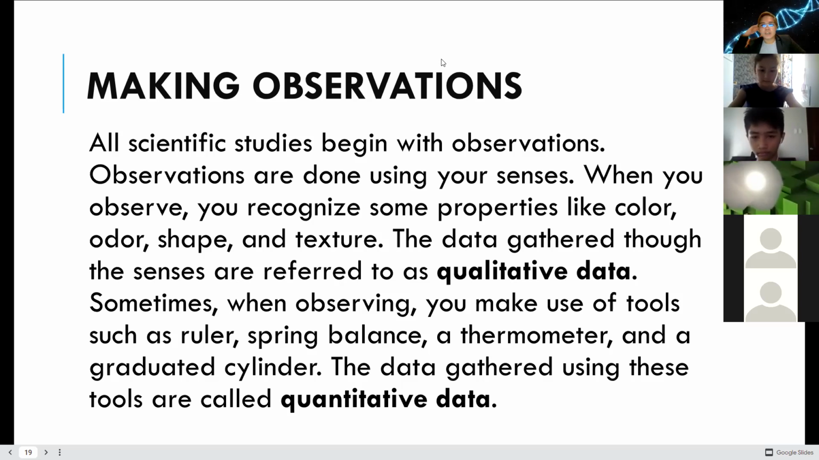Again, if it is through your senses, like what you were doing a while ago, it is called qualitative data, qualitative observation. You observe the color, the shape, and all of those. But if you are now using a graduated cylinder, a thermometer for the temperature, a spring balance, or a ruler, you are now gathering what? Quantitative data.